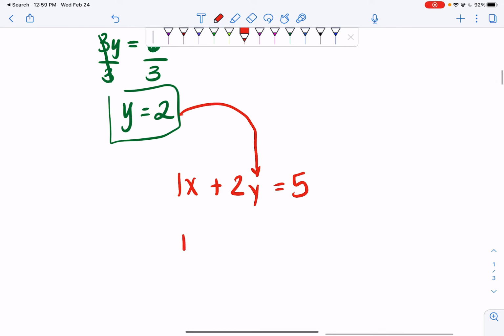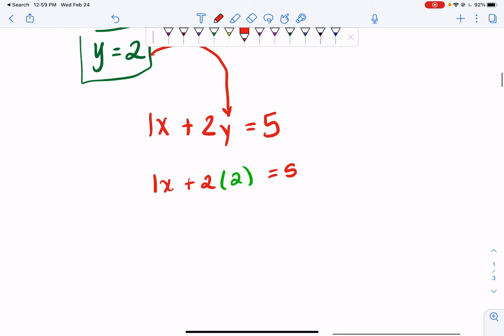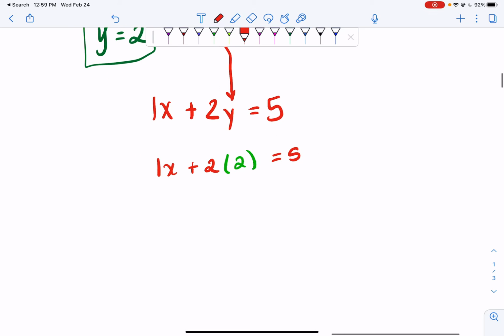So I have 1x plus 2 times 2 equals 5. I have to ask myself what 2 times 2 is. Well, 2 times 2 is 4, so I have 1x plus 4 equals 5.